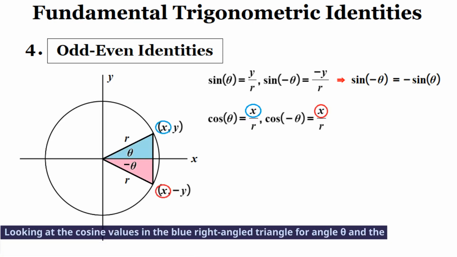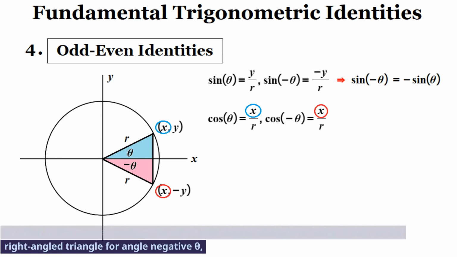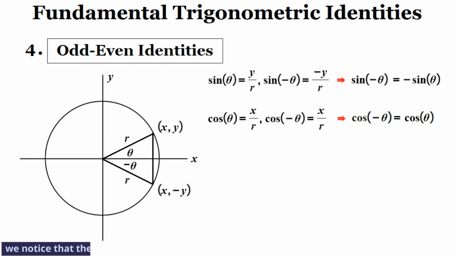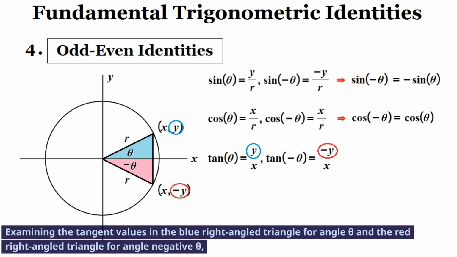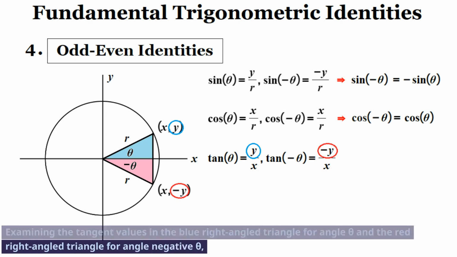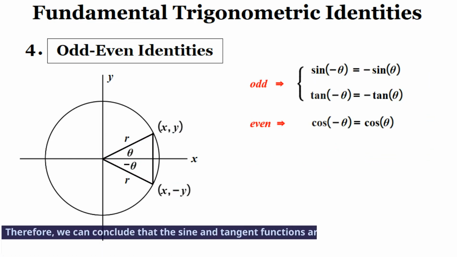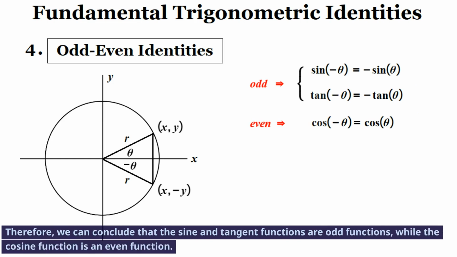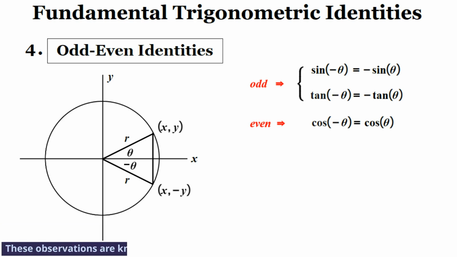Looking at the cosine values in the blue right-angled triangle for angle theta and the red right-angled triangle for angle negative theta, we notice that the signs are the same. Examining the tangent values in the same triangles, we find that the signs are opposite. Therefore, we can conclude that the sine and tangent functions are odd functions, while the cosine function is an even function. These observations are known as the odd-even identities.